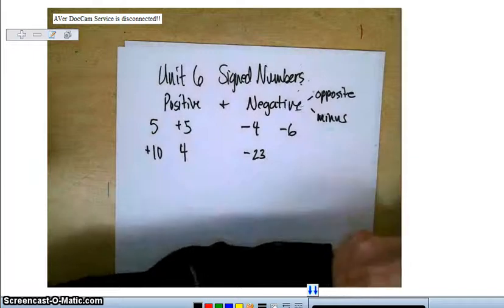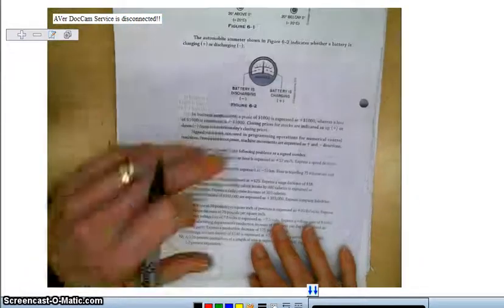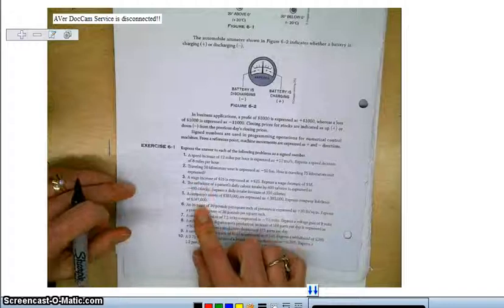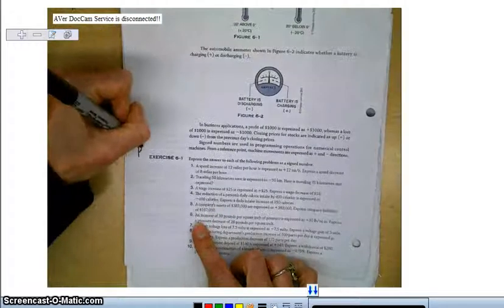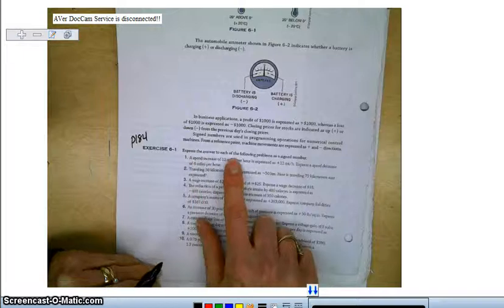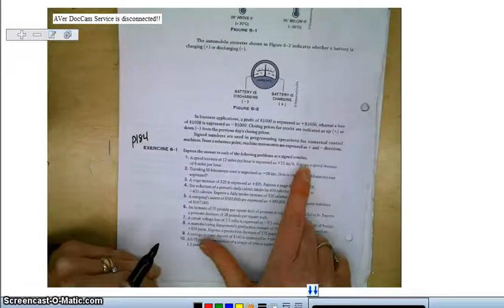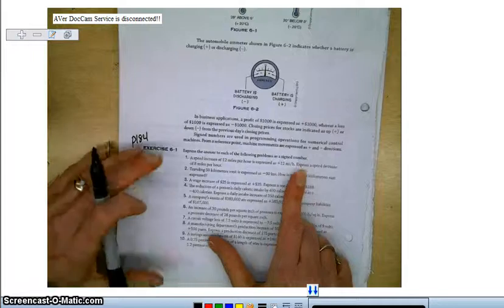So the first thing we're going to look at, I'm just going to pull up some problems here. This is on page 184 of your book, if you want to look at them. It says express the answer to each of the following problems as a signed number. These should be very simple. It looks like a hard word problem, but all you're doing is reading.